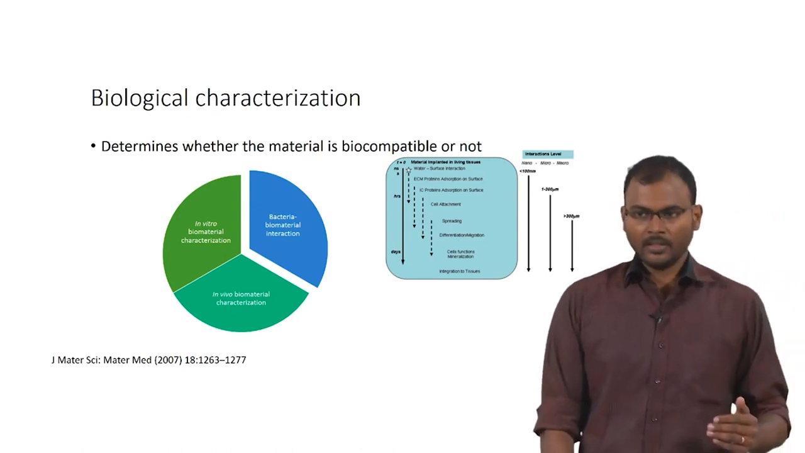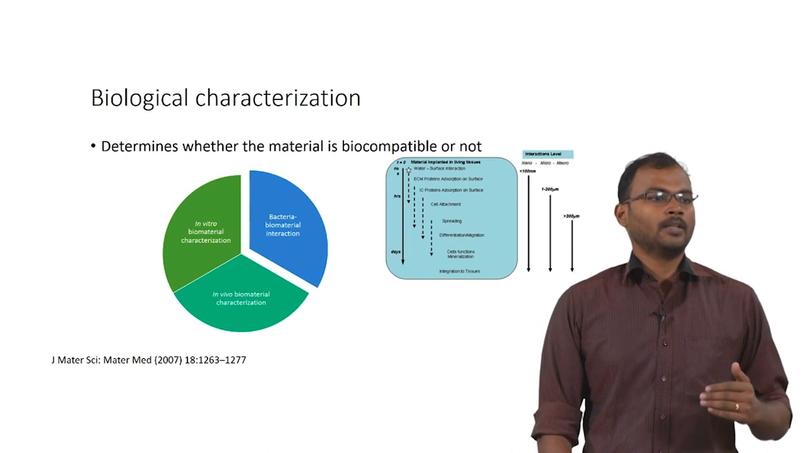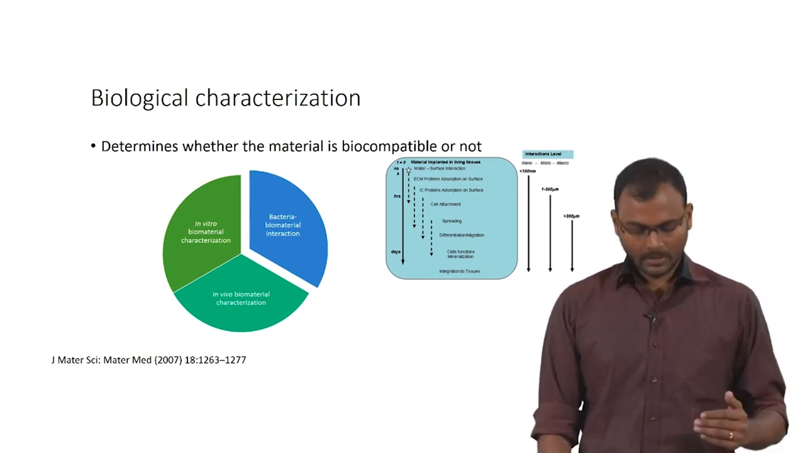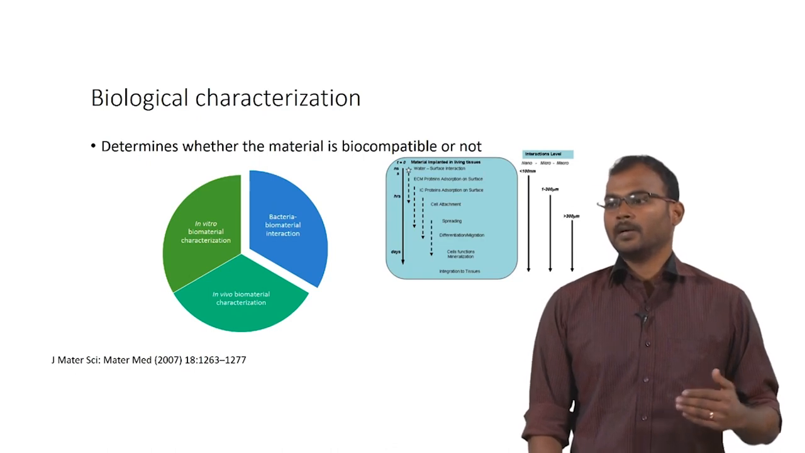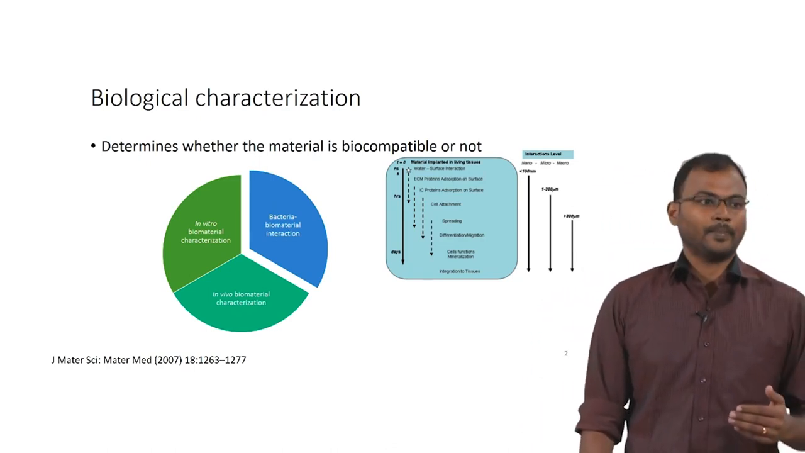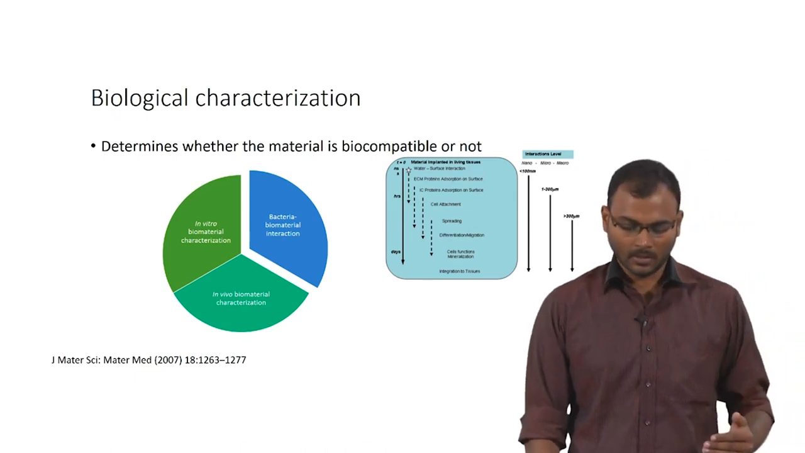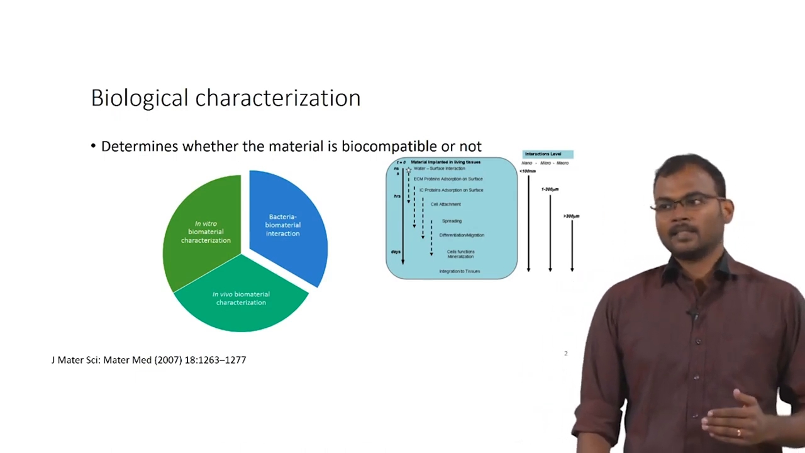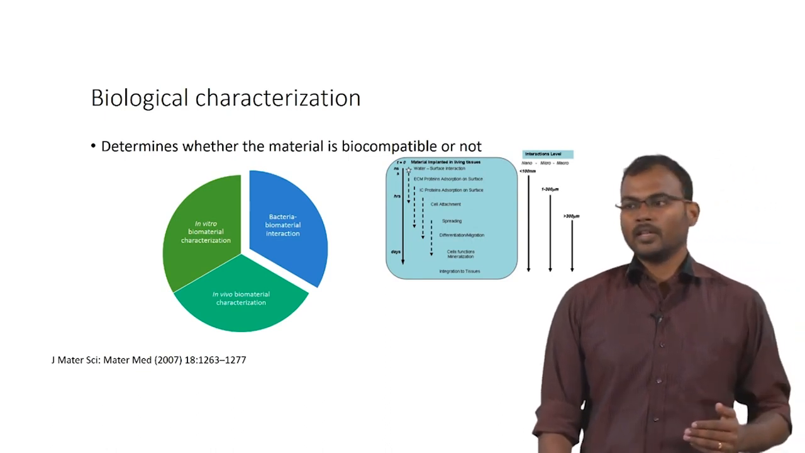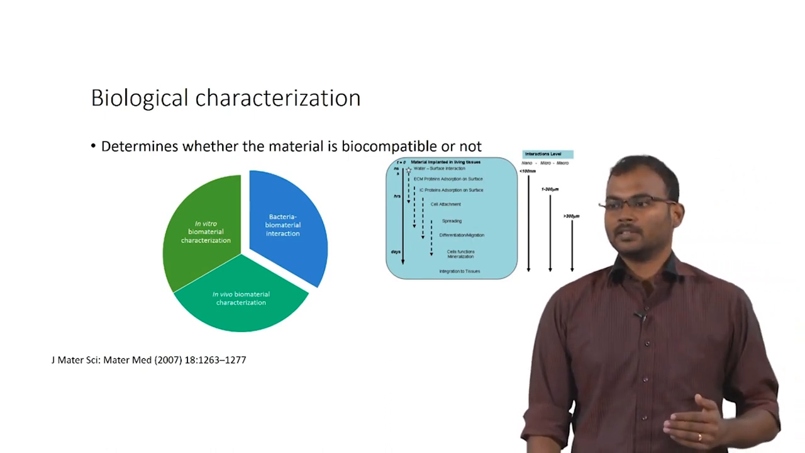So in vitro is where you will do all the biology related experiments in a lab scale environment. In vivo is where you will experiment with the material in animal models like rat, pigs, canine species and all. So bacterial interaction is mainly needed when you are looking for infection on the material surfaces and all.